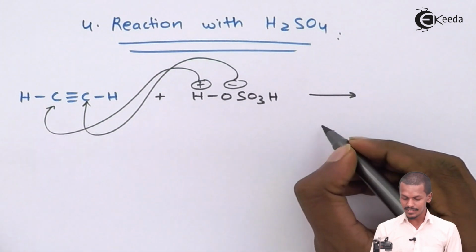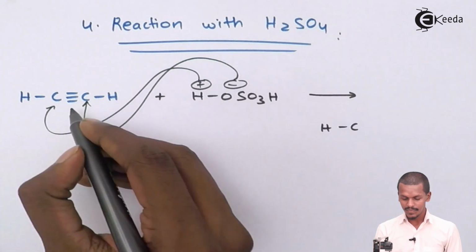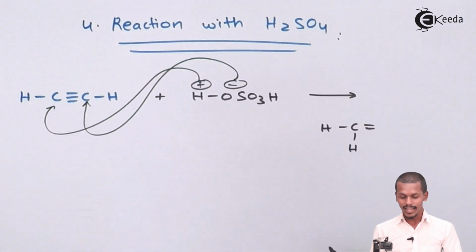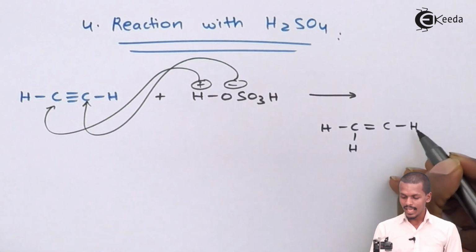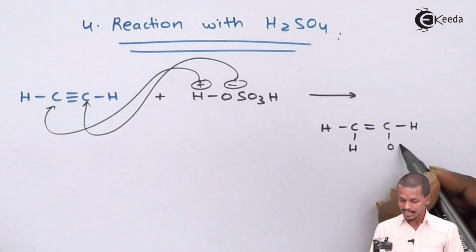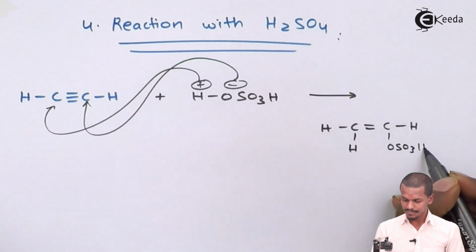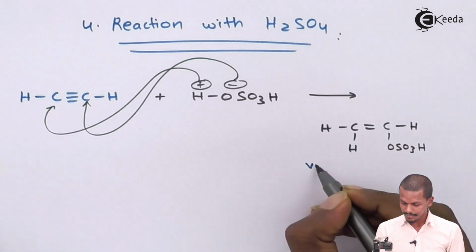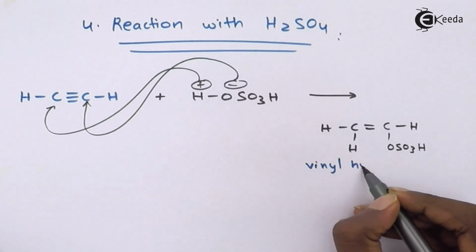And that is how we could get the product as HC. Here it would be H over here, and this is the double bond, and this double bond will now have a group of atoms attached, that is SO3H. So this is what we have got. But what is the name of this one? The name of this kind of molecule that we have got here is known as vinyl hydrogen sulfate.